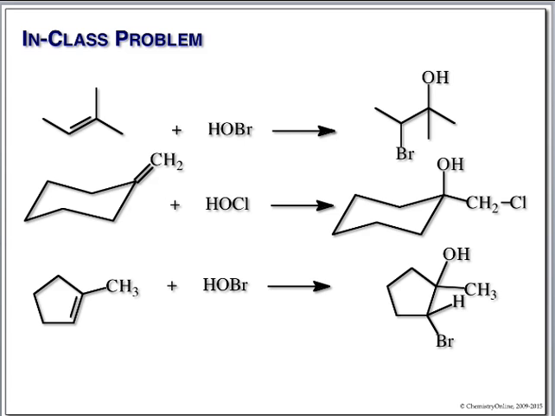Halohydrins: bromonium intermediate, and the hydroxyl group binds to the carbon that will give the most stable carbocation. So that's what we need to know about halogens.